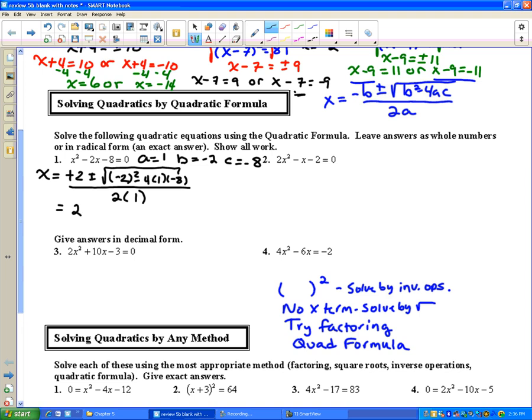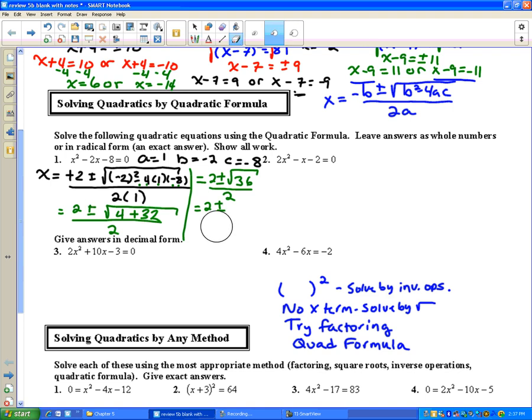So this is going to be 2 plus or minus, let me use a different color. I'm going to go to green. 2 plus or minus the square root of negative 2 squared is 4. Negative 4 times 1 is negative 4 times a negative 8 is a positive 32, all over 2. Keep this going over here. 2 plus or minus the square root of 4 plus 32 is 36. Divide by 2. So this is 2 plus or minus the square root of 36 is 6.